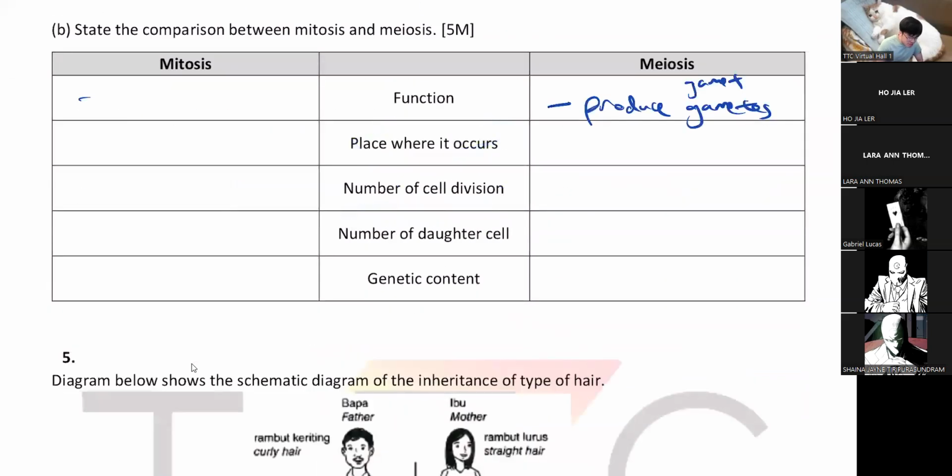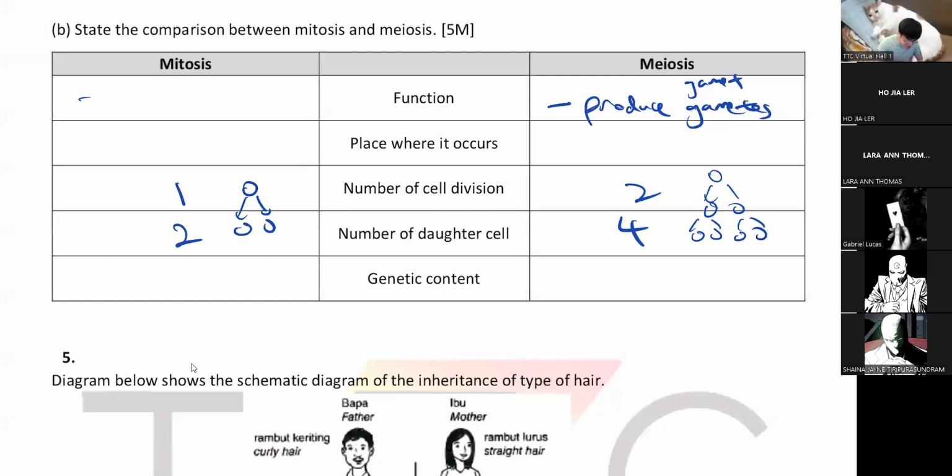Number of cell division, mitosis, they will do it once. Okay, PMAT, they do it once, end of story. But meiosis, they do it twice. They will do PMAT1, meiosis 1, PMAT2, meiosis 2. So since they do it twice, how about the number of daughter cells? Mitosis has 2 because 1 becomes 2. Whereas meiosis, they do it twice. So at the end, you have 4 daughter cells. They divide once to become 2, they divide another time to become 4. So that's your number of daughter cells.